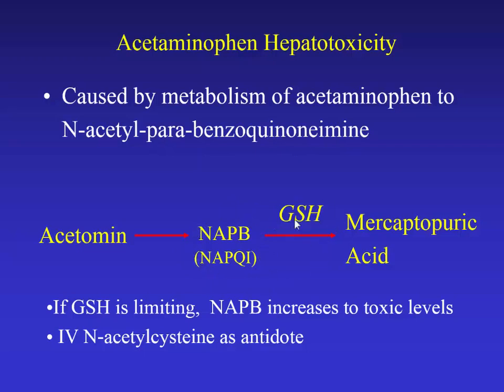Usually it's metabolized via GSH to the harmless mercapturic acid. But if GSH is limiting, i.e., if somebody's had a whole bunch to drink, or even acutely had alcohol ingestion sufficient to cause some liver damage and depletion of GSH, NAPQI increases to toxic levels. And that causes really almost all of the toxic circumstances associated with acetaminophen. The antidote is IV administration of N-acetylcysteine, which basically acts via the same metabolic pathway and rescues GSH.